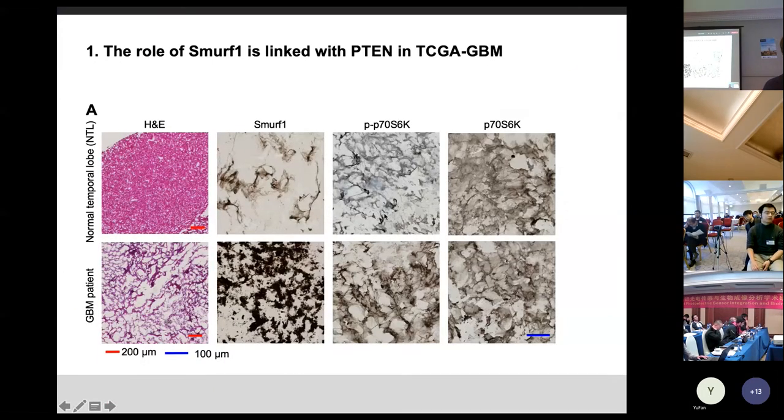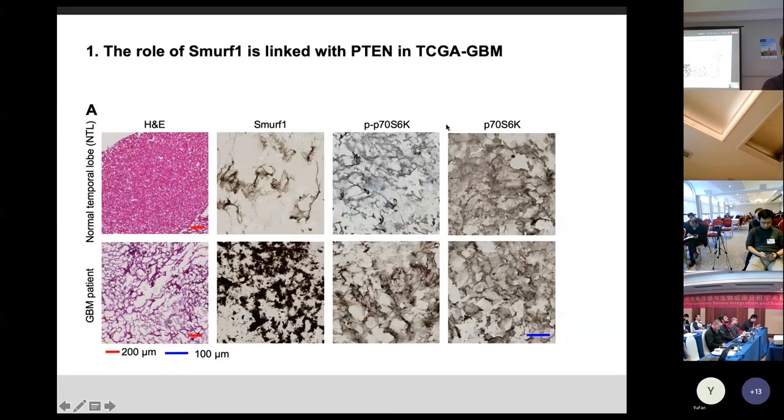So from the general idea, we should know that PTEN is the key we should emphasize in this kind of tumor. And first, we analyzed the TCGA database, from which we get some patient samples, and we stained HE and also found one of the key factors called SMURF1. SMURF1 was hyperactivated in the GBM patients.